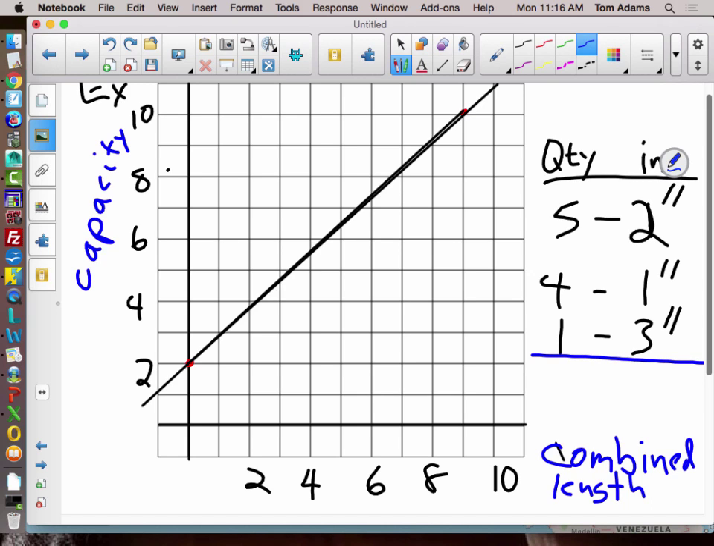Okay, he's right. So now what is the combined length? I have 5 2-inch fish, so could I say 5 times 2 plus 4 times 1 plus 1 times 3? So this is going to be 10 plus 4 plus 3. Now what's that total? 17. 17 inches. Okay, what do you notice about the chart?